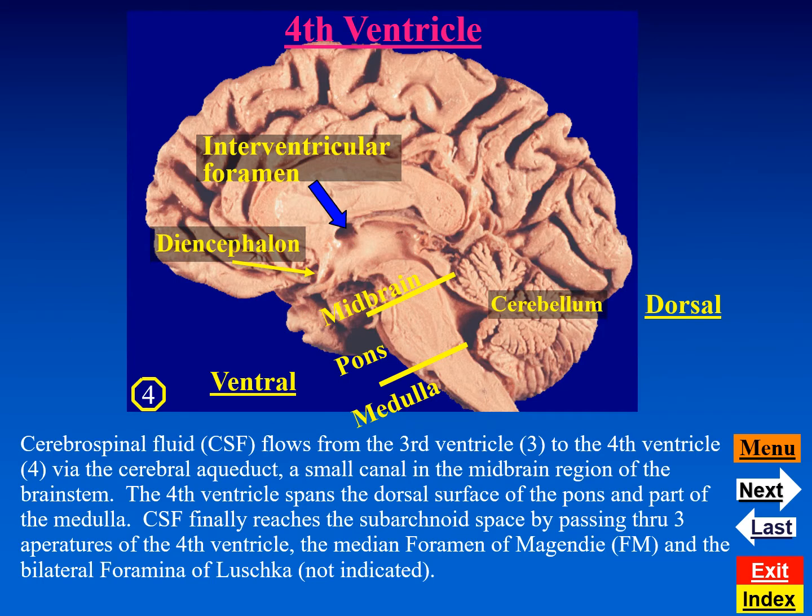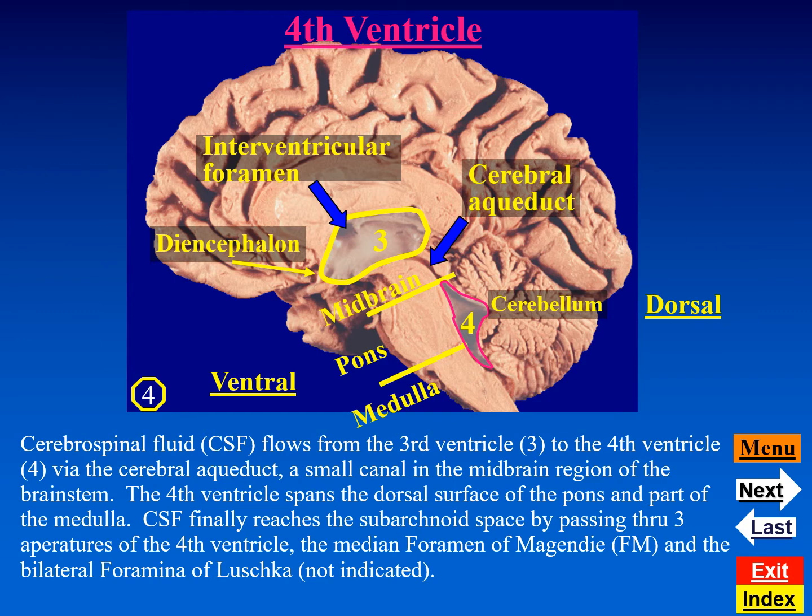So in this half-brain specimen, we can again see the third ventricle. Any cerebrospinal fluid produced by the lateral and third ventricle is going to flow to the fourth ventricle by way of the cerebral aqueduct.